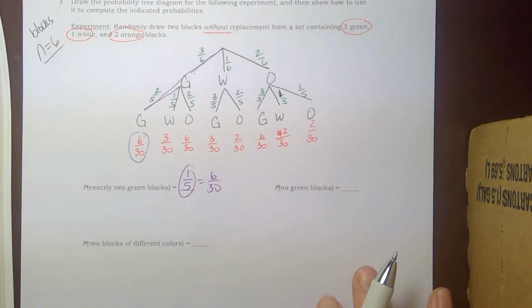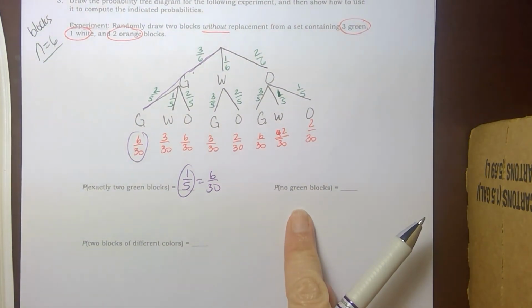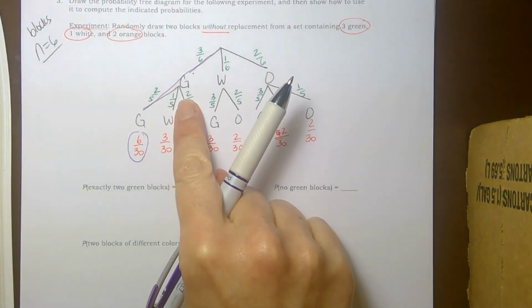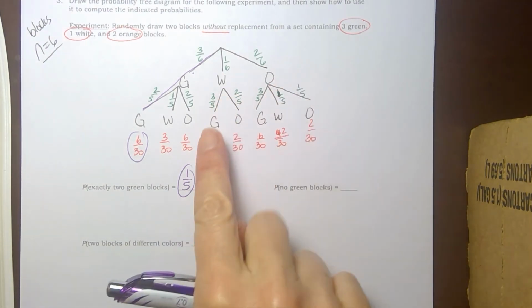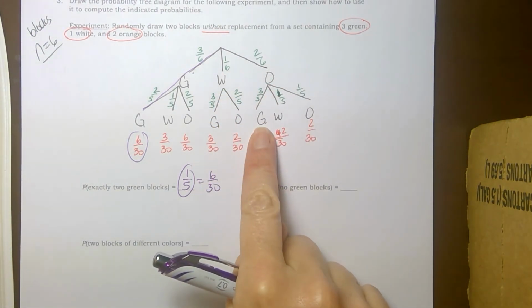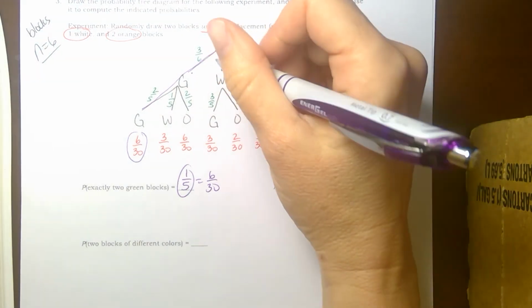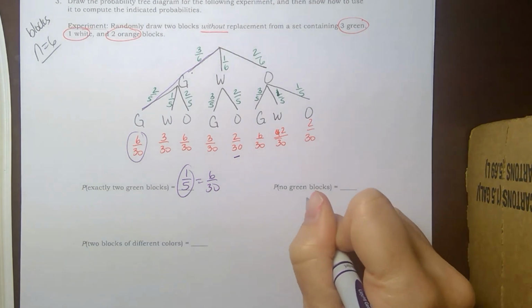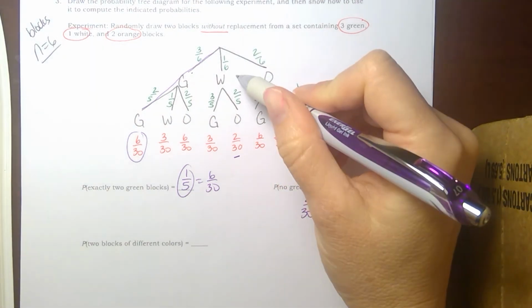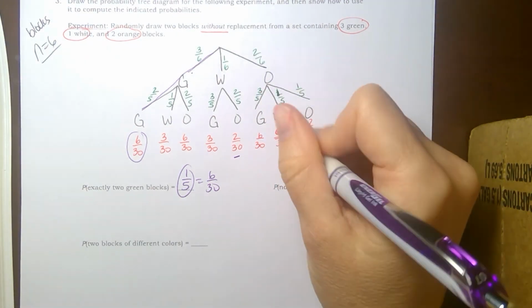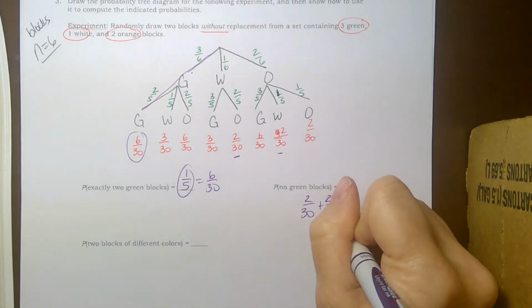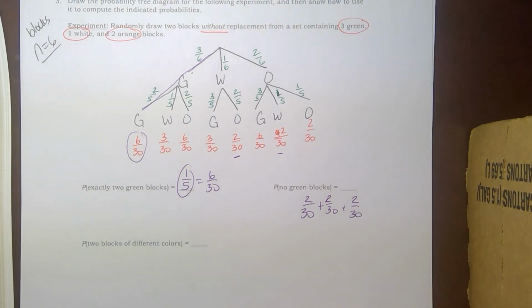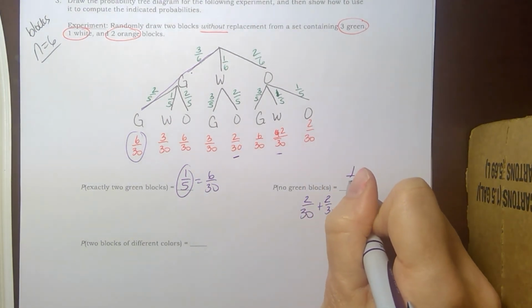What's the probability of getting no green blocks? Well, if I'm doing no green blocks, I'm not looking at this at all because here I drew a green. I'm looking at these two, and then I don't include where I draw a green there. So no green blocks would be this one, white and orange. That's a probability of 2/30, or orange-white, which is another 2/30, or orange-orange, which is 2/30, which gives me 6/30, again, another 1/5.